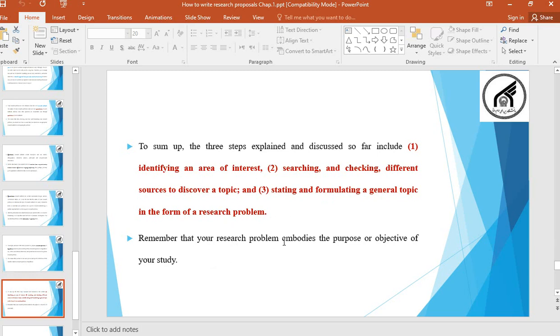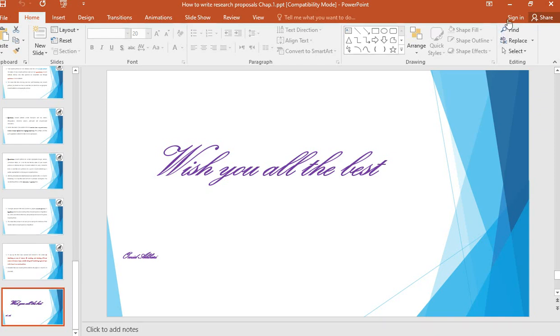Remember that your research problem embodies the purpose or objective of your study. Your research problem actually represents the purpose or objective of your study.